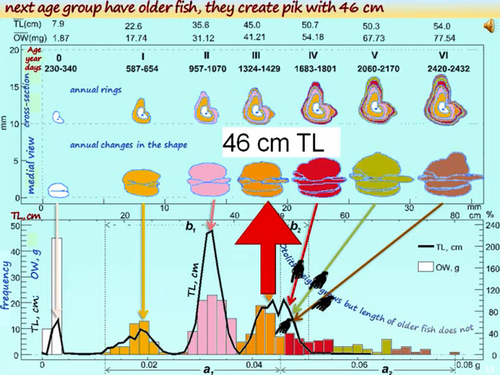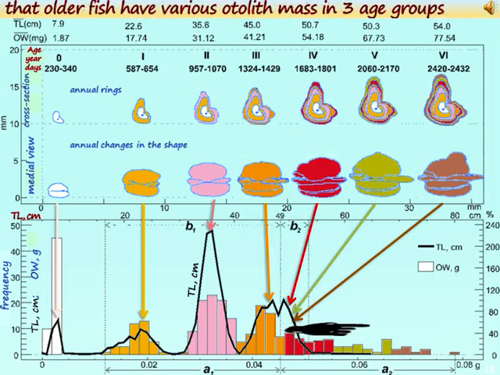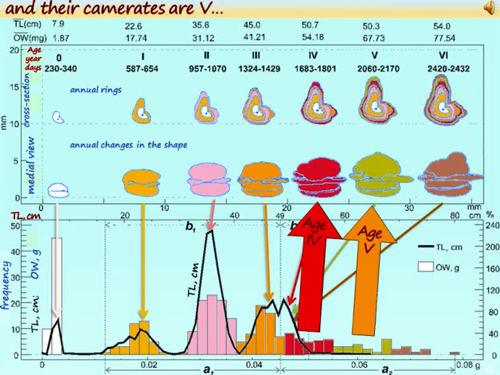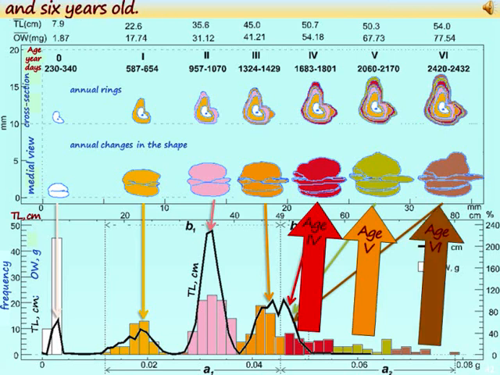The next age group has older fish. They create a peak at 46 cm. These older fish have various otolith mass in 3 age groups. The youngest of these fish is probably at the age of 4, and the others are 5 and 6 years old.